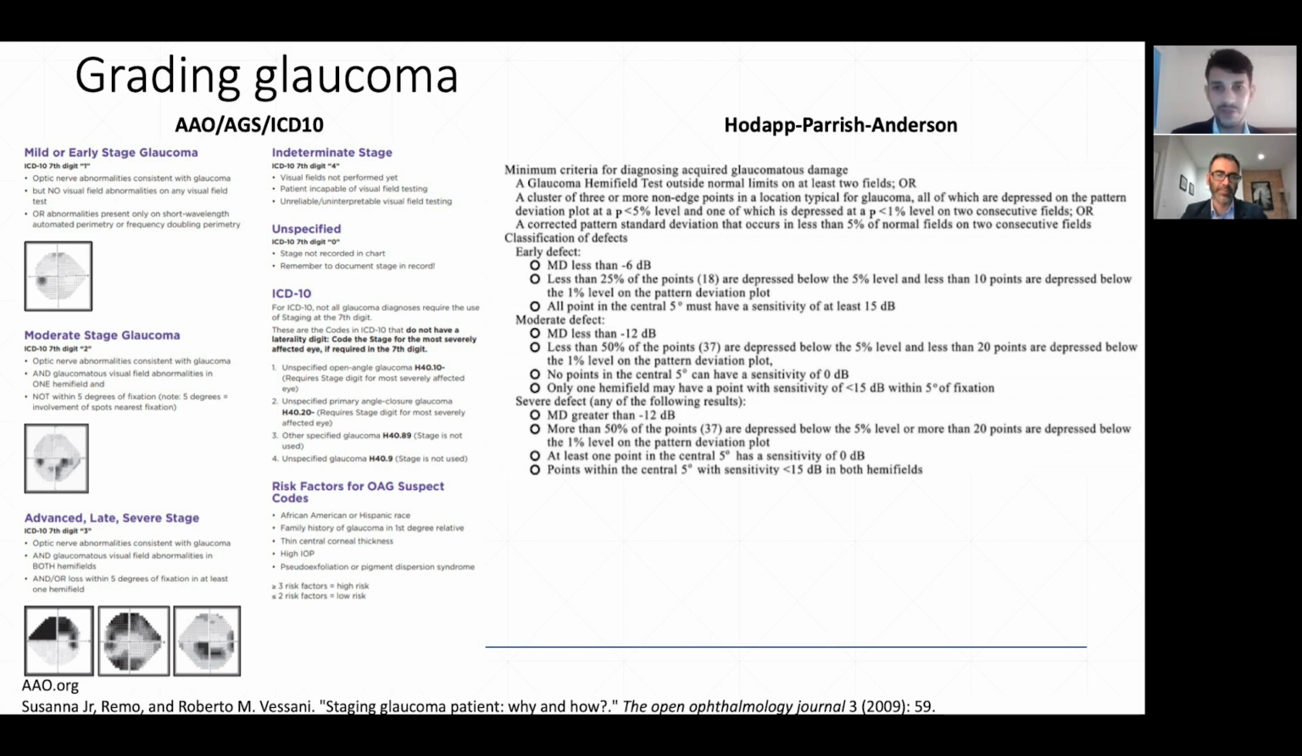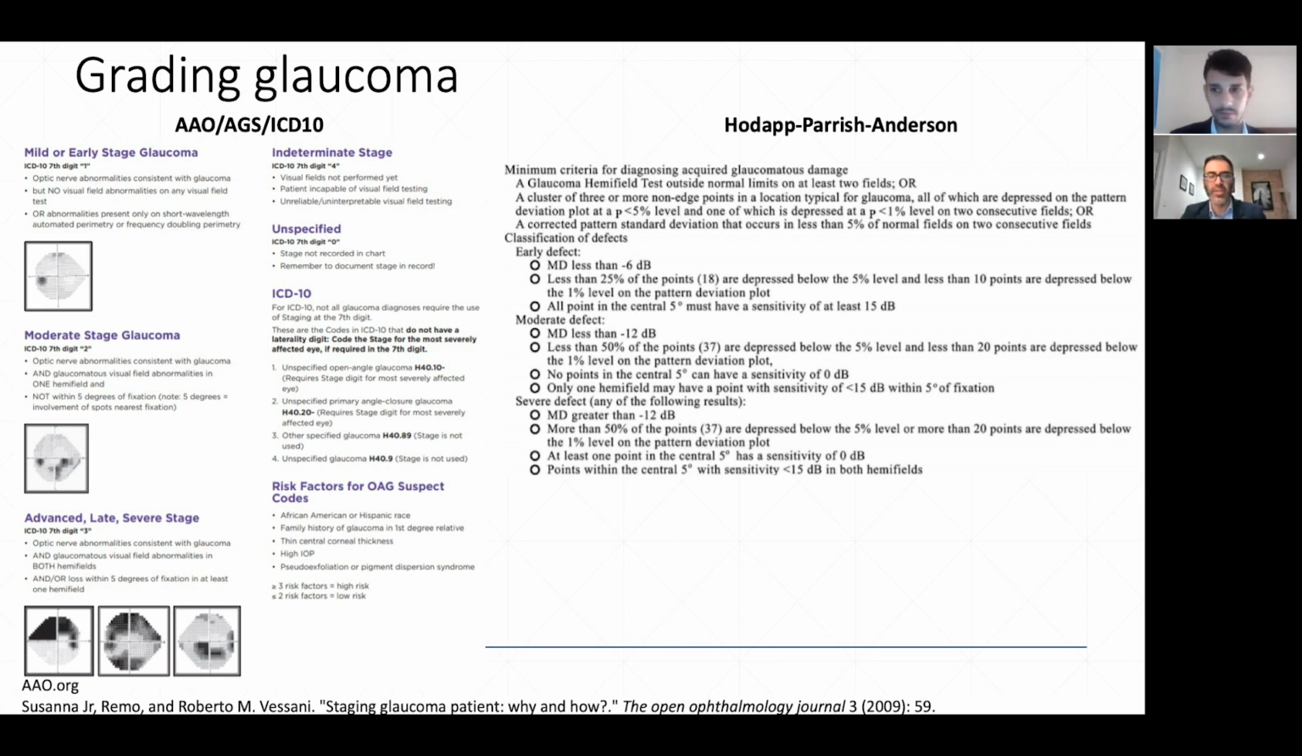But in terms of visual function, mild or early patients have no visual field defects. Moderate patients have defects only in one hemifield, and then advanced, of course, is anything worse than that. So it does make sense in one way, but a lot of our landmark studies didn't really use something close to that. They used something more similar to maybe the Hodapp-Parrish-Anderson criteria, or there are other glaucoma severity score scales out there. Yeah, absolutely.